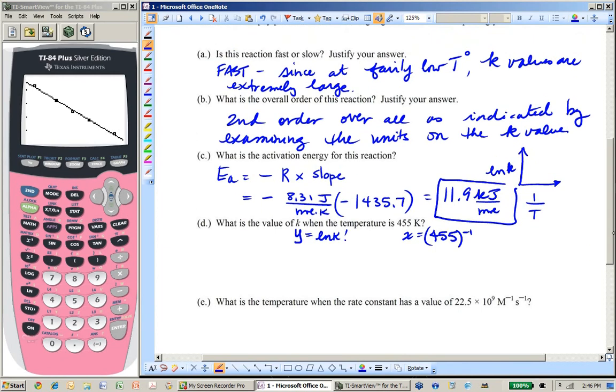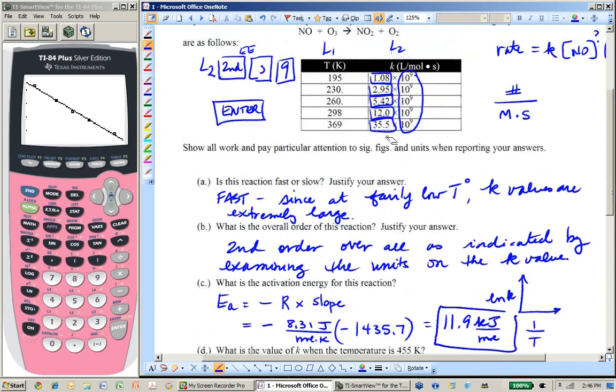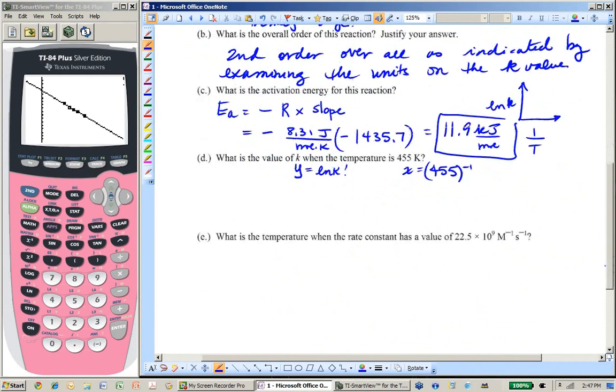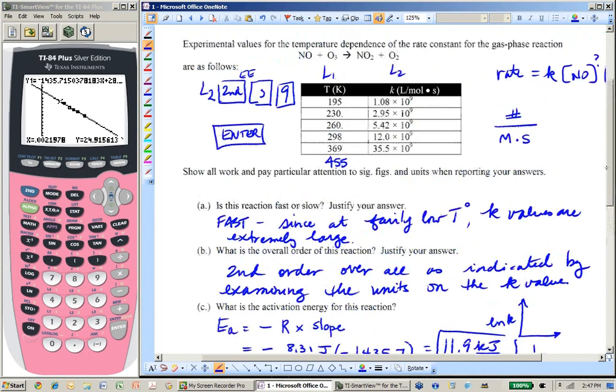So let's look at our table. We're looking at 455 Kelvin, so it's outside of our range. I'm expecting to have to zoom out. Matter of fact, I'm going to do that first. Zoom 3 for out. Nothing has happened yet. Oh, got to hit enter. Ah, nice ooched points. So I'm going to now go second trace on this graph. And it says x equals, yep, x equals 455. Take the reciprocal thereof. And y equals 24.9, but 24.9 would look really dumb in this table.